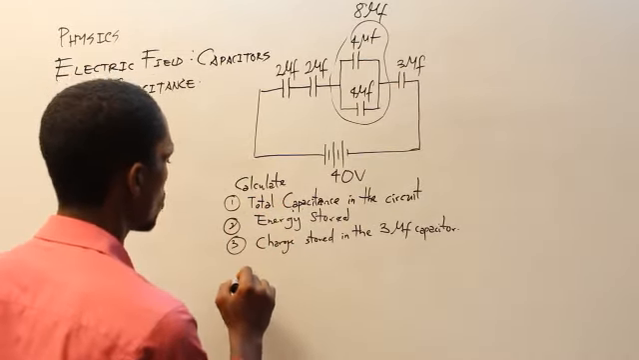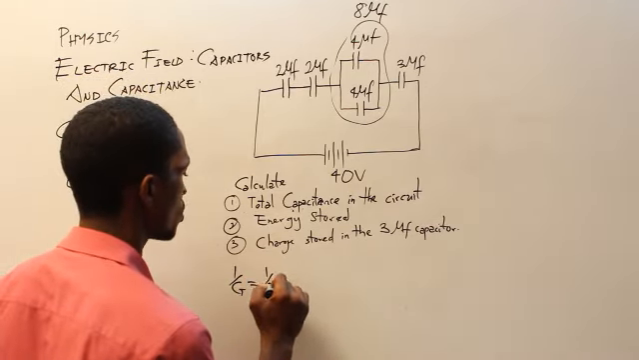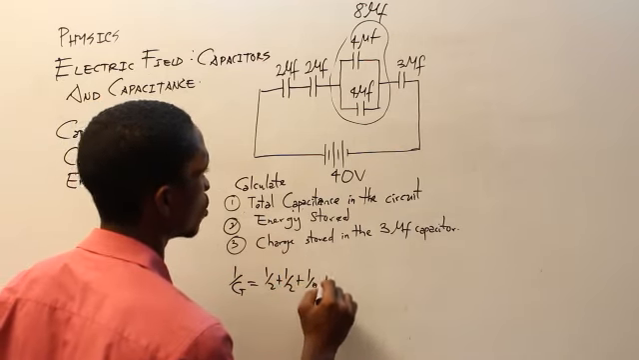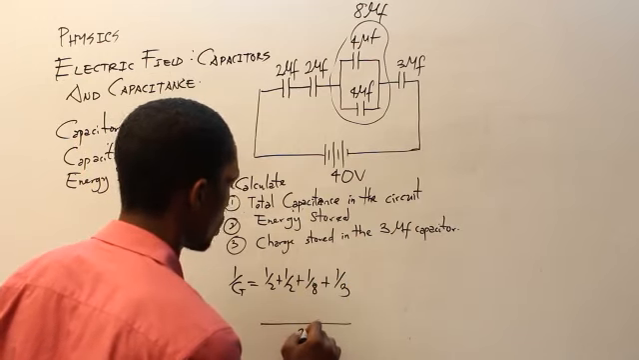After knowing that, we can now calculate for everything on the series connection. Working with the series formula, we'll have to say 1 over CT equals 1 over 2 plus 1 over 2 plus 1 over 8 plus 1 over 3. LCM would be 24.